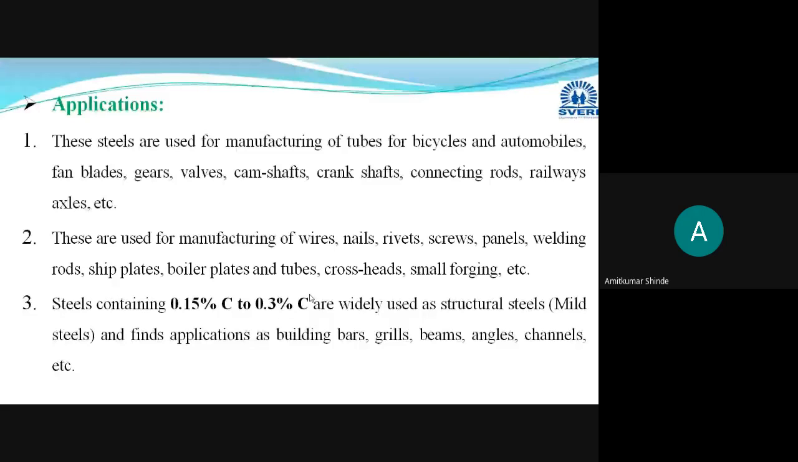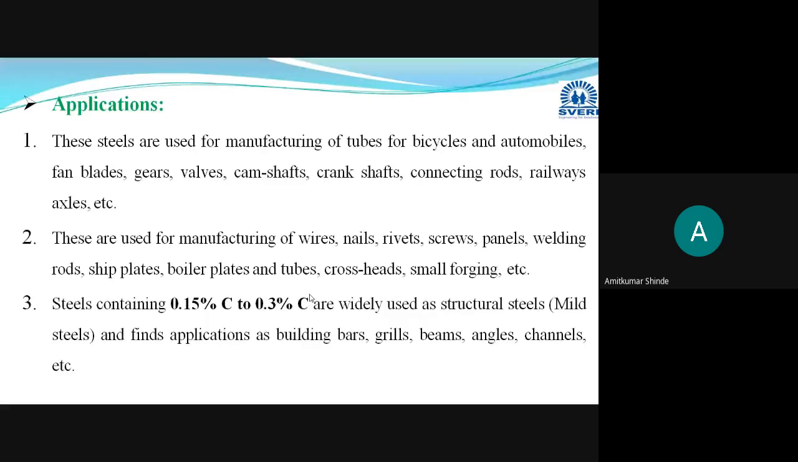Please see the application number 3, third application. I will first explain that because it is having a very wide range. Whichever structural steels are there, means the steels which are used in the structures, the different kinds of beams used for construction, bars, then grills, different angles, different channels we are using in building construction. Those steels are structural steels, or in other words you can say those steels are the mild steels.